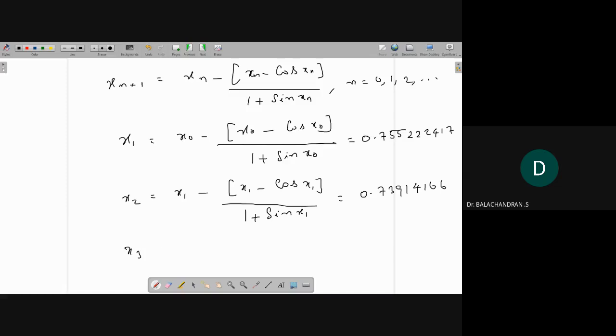Now x3. You know how to write this expression, so I'll write the answer directly. Again calc, it asks x question mark, press answer and equal to. Tell the value. 0.739085133. So one more iteration, x4.